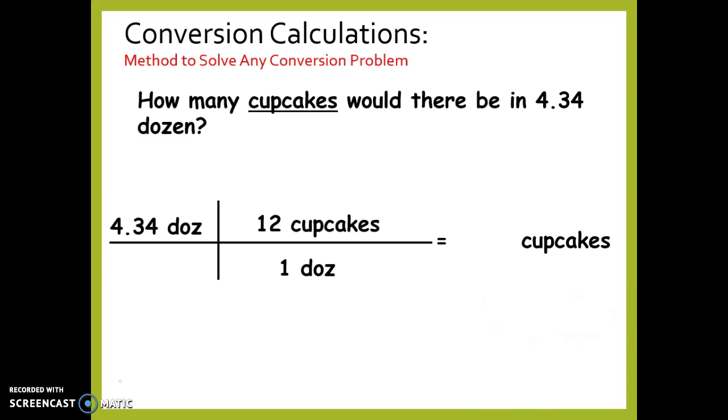So we know that if we do this, then we cancel out dozen, leaving cupcakes on the top, yes? We multiply 4.34 times 12, and we get 52.1 cupcakes. So 3.34 dozen is 52.1 cupcakes. So we're going to apply this same concept, this same idea to a problem that all of you are sitting here going, Ms. Stover, duh.